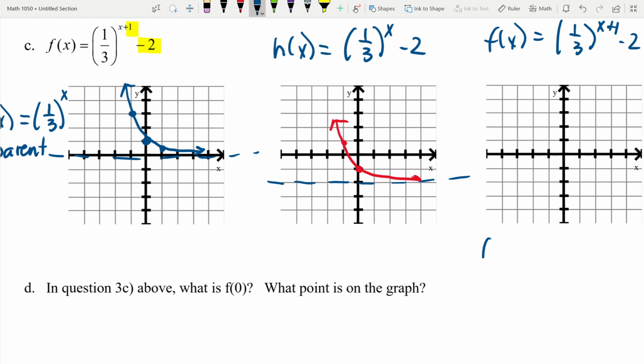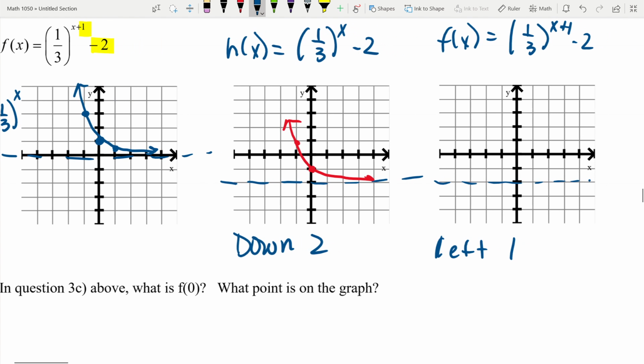Talk to me about that plus 1. By the way, write down 2 right there. So what does the plus 1 do? To the left 1 is correct. Left movement on a horizontal asymptote does not change it. Here I'm at 0, -1, go left 1. Here I am at left 1, up 1, and then I'm going to go left 1, draw it in. There's your graph.